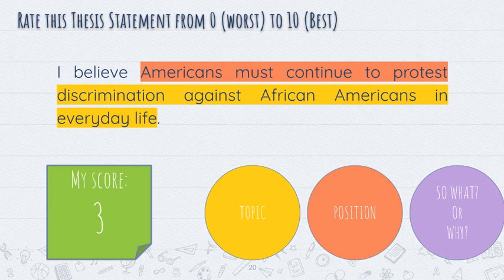Okay, I gave this one a 3 as well. First, it has a topic, discrimination against African Americans in everyday life. It has a position that Americans must continue to protest that. But it doesn't have a so what or why, right? That's a crucial component that is missing. It also has this part at the beginning that isn't highlighted at all, the I believe part. Again, it does not fit into any of the 3 parts of a thesis statement.